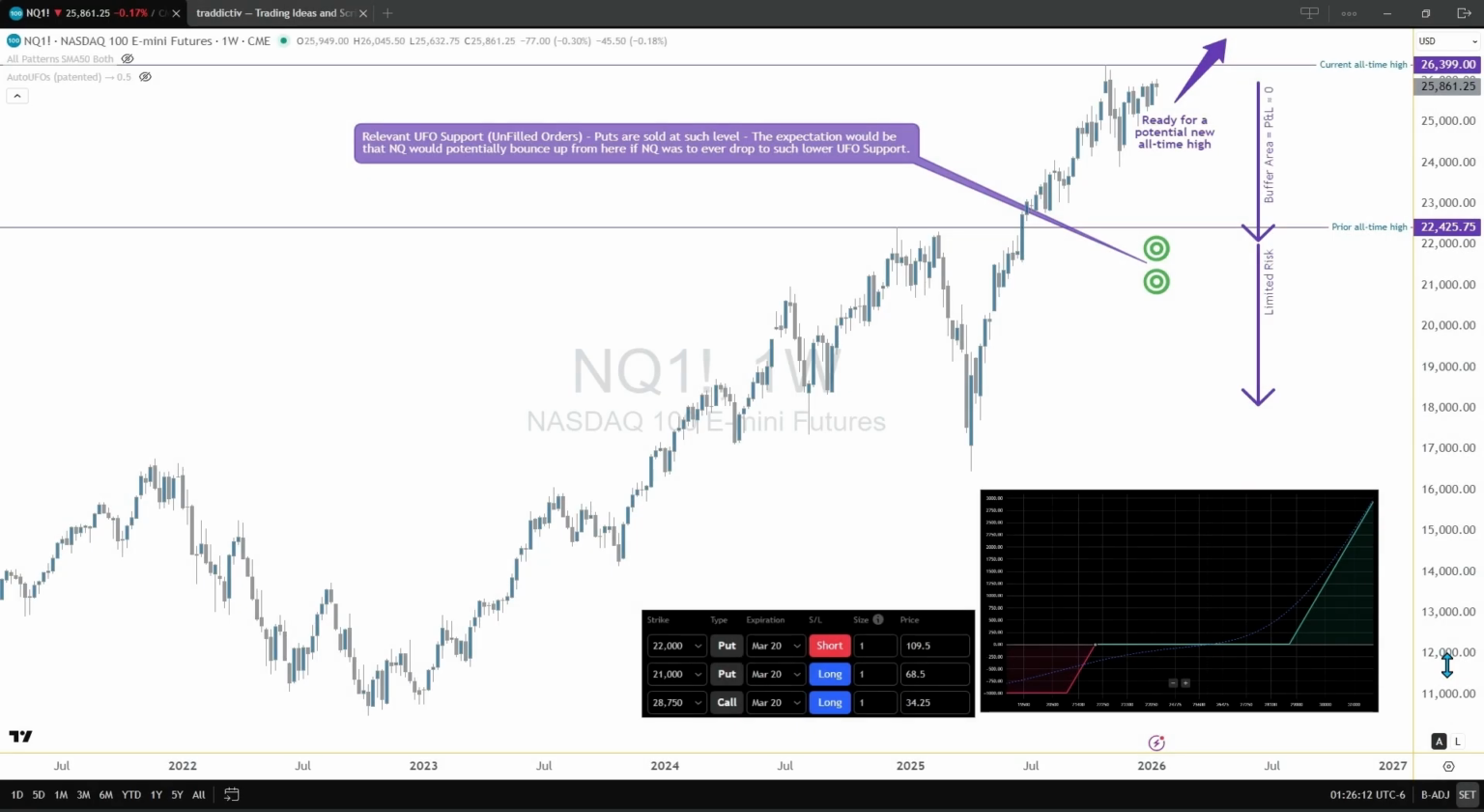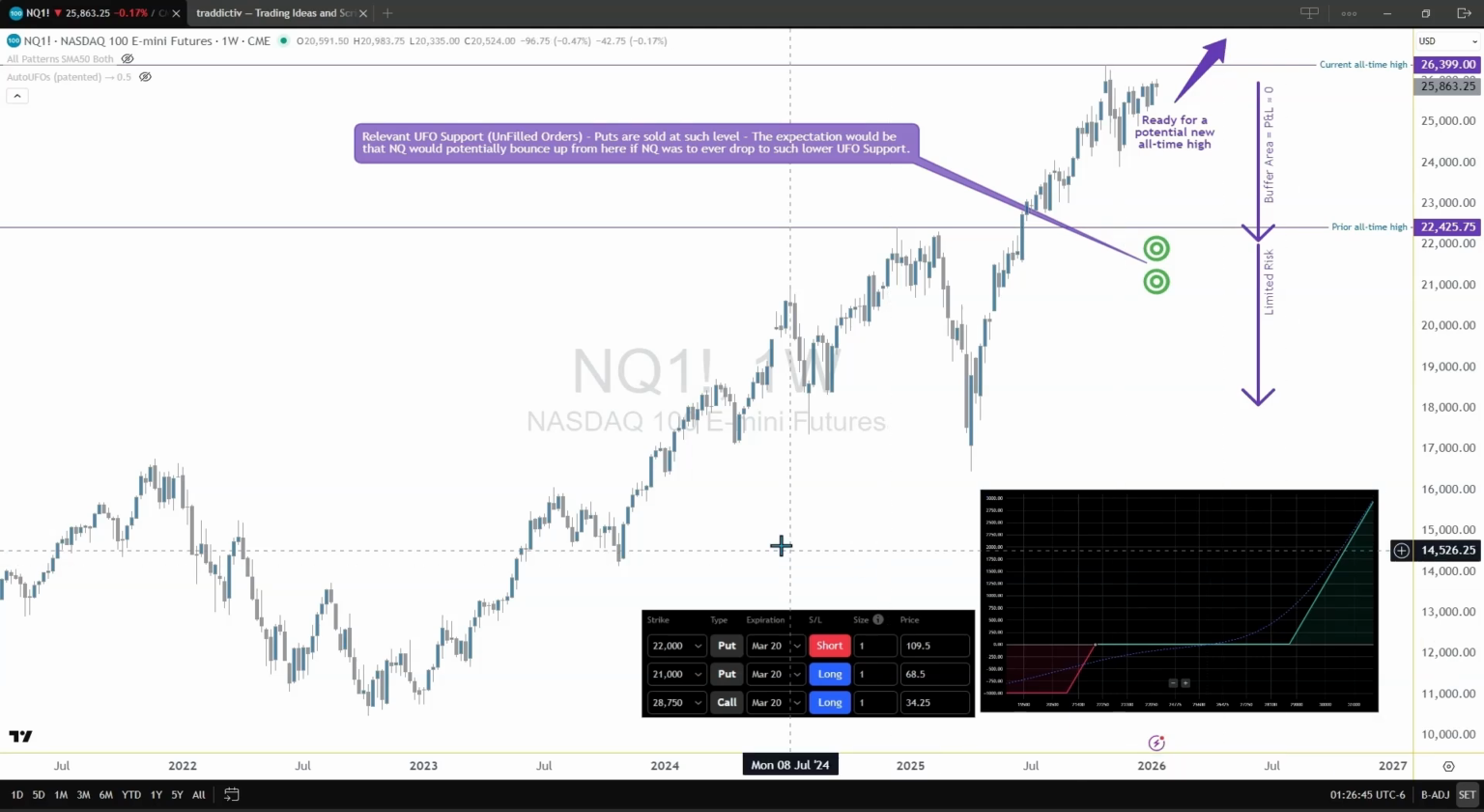In this case, we're going to be using options in an original manner to provide not only limited risk to the downside, limited risk no matter what, but on top of that, we will also provide a buffer that allows for the trade to be wrong by a certain amount without really suffering a negative P&L. And then, of course, if the breakout does take place, we want to profit from such a breakout and potential new all-time highs being produced.